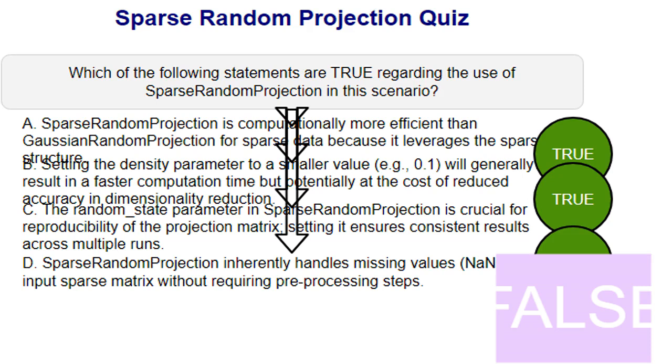I disagree. SparseRandomProjection can't handle missing data, NaNs, on its own. You must pre-process your data, perhaps filling in the missing values or removing rows with NaNs, before using it. Think of it like trying to build something with missing parts. You need to fix those before you can put it together.